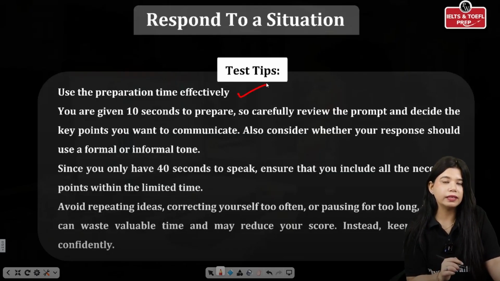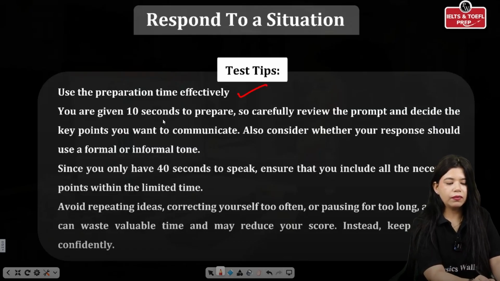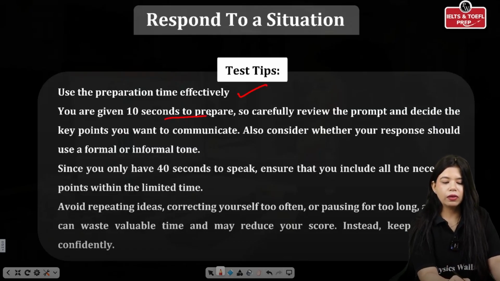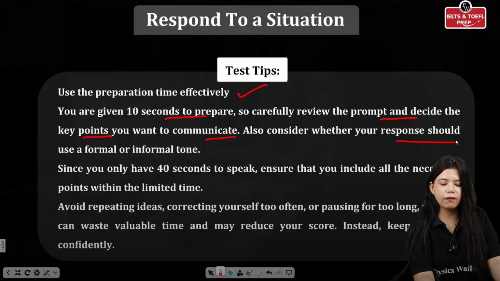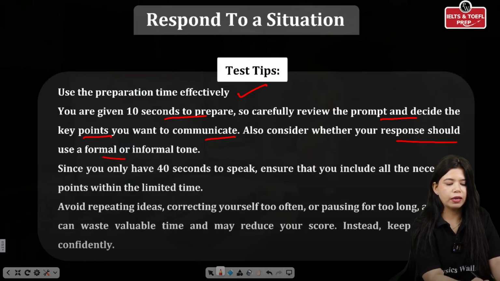That means those 10 seconds that you are given. So you are given 10 seconds to prepare. So carefully review the prompt and decide the key points you want to communicate. Also consider whether your response should use a formal or informal tone.